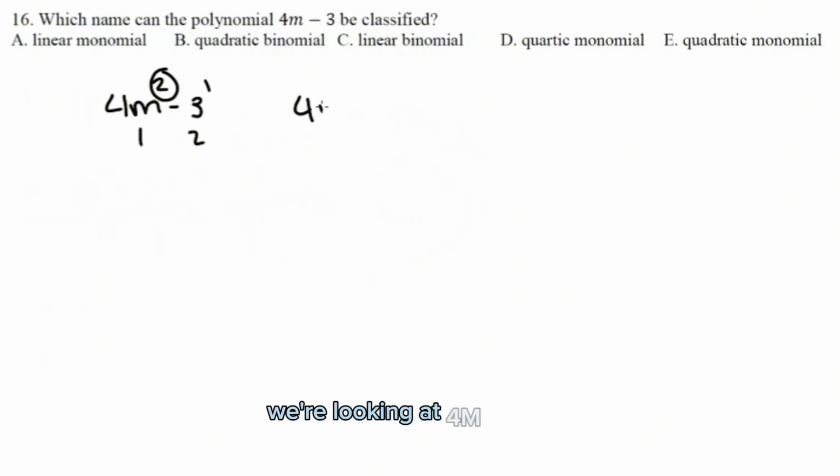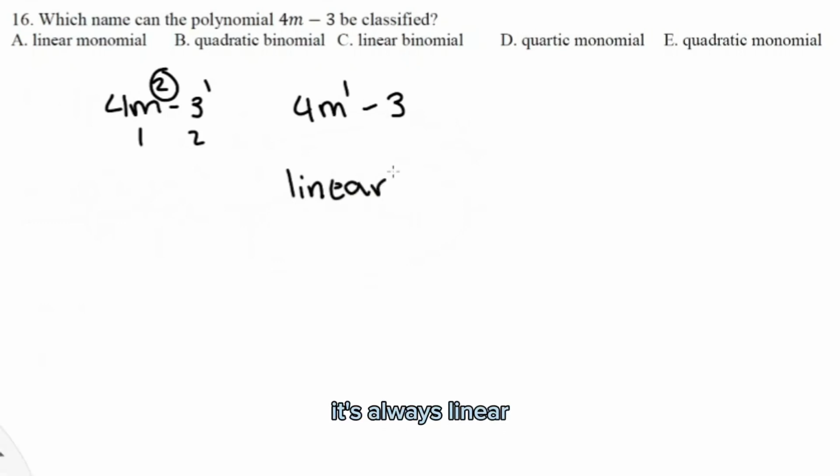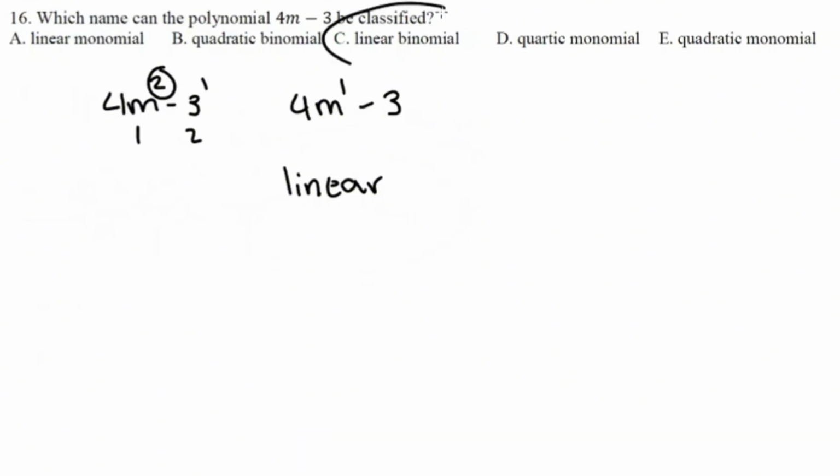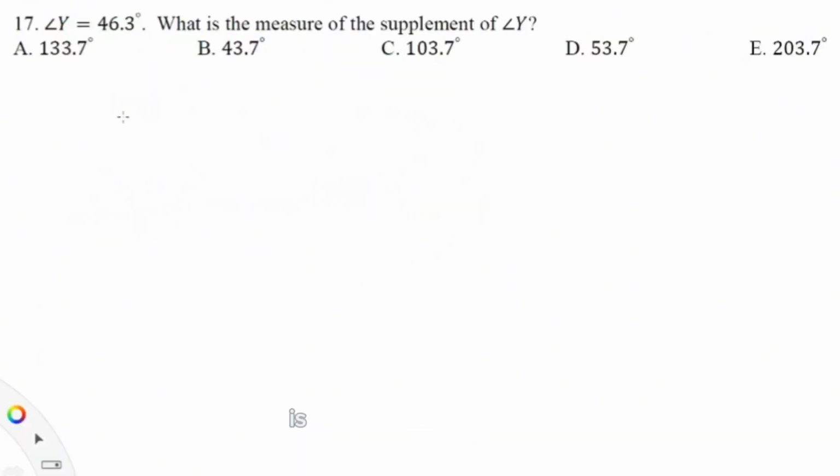We're looking at 4m minus 3. So what is this? Well, the first number, or the highest ranking one, is just to the power of 1, meaning it's linear. Whenever it's to the power of 1, it's always linear. And there's 2 terms, so it's a linear binomial. And that's your answer. Next, angle y is equal to 46.3 degrees. What is the measure of the supplement of angle y?